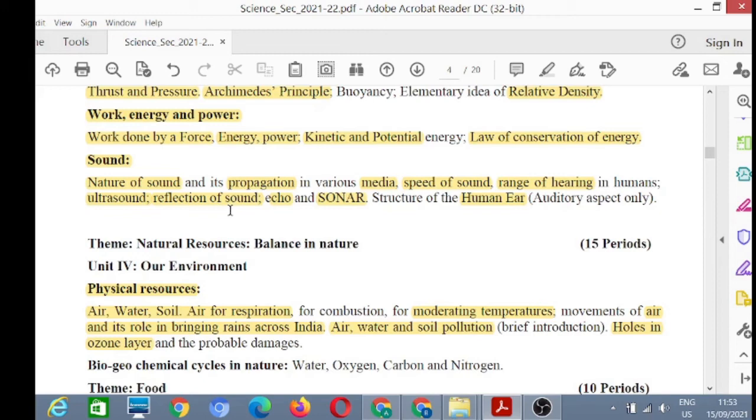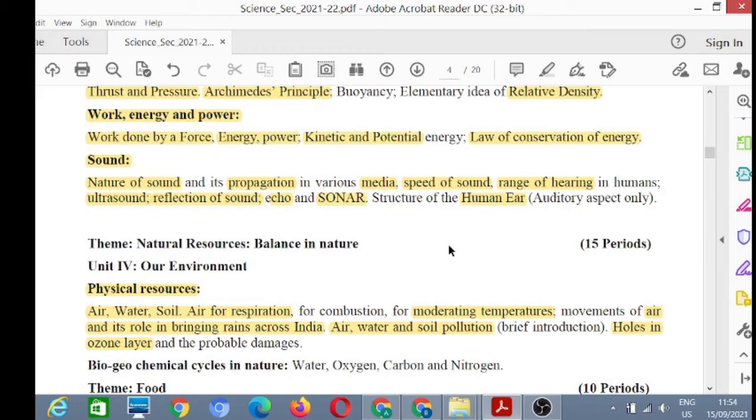Then next is reflection of sound. Reflection of sound, echo, you have seen in movies, reflection of sound and echo. Then sonar. Sonar is based on reflection of sound and echo. It is used for different types of measurements. Then structure of the human ear. So here only association with the sound. What is our auditory system?